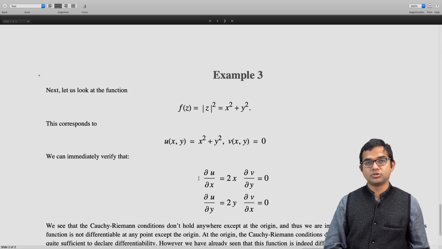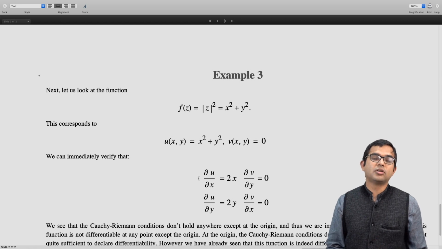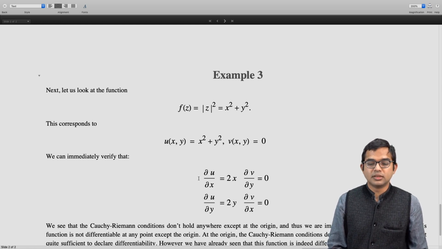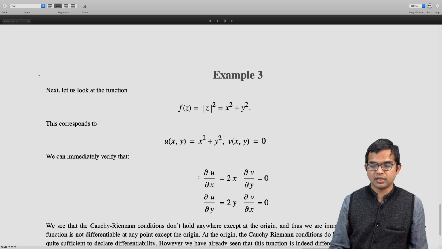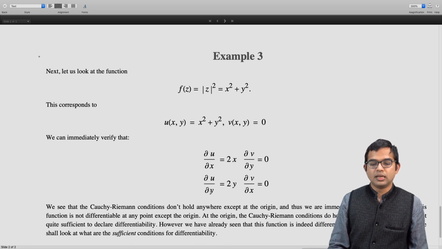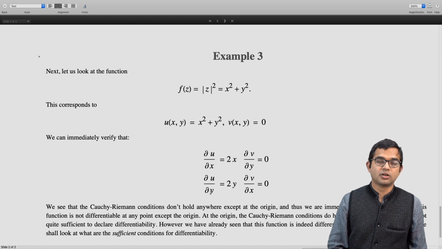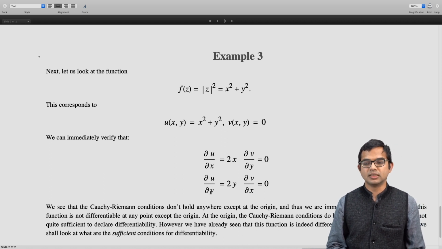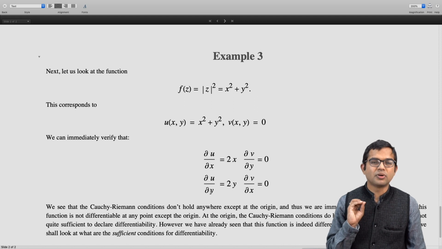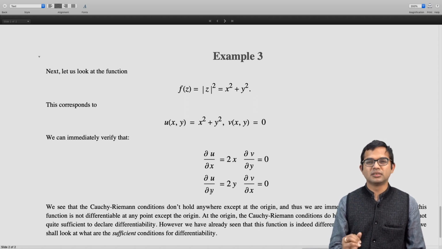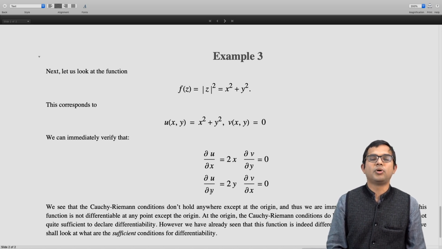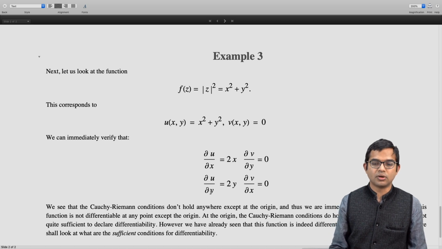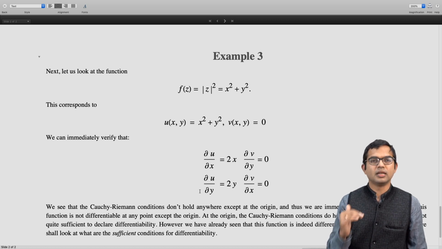But the fact that the Cauchy-Riemann conditions do hold at the origin does not immediately guarantee that it's going to be differentiable. But we have already seen that it is differentiable at the origin, and therefore we do expect that the Cauchy-Riemann conditions will hold, as they do in this case. It turns out that the sufficient conditions for differentiability require a little more than the Cauchy-Riemann conditions. This is a somewhat technical and subtle point, but we will have a short discussion about this as well.